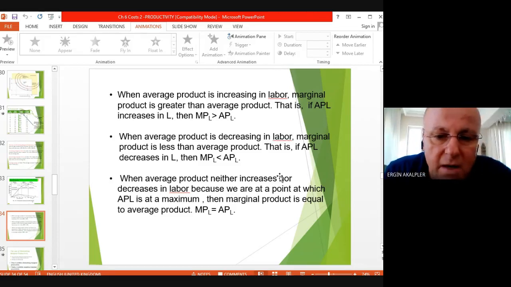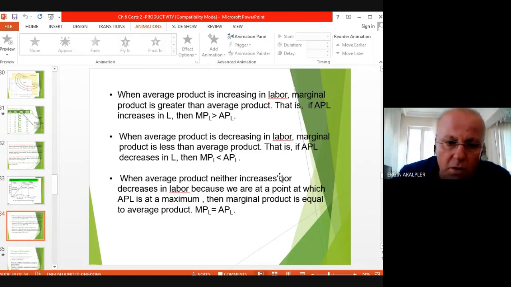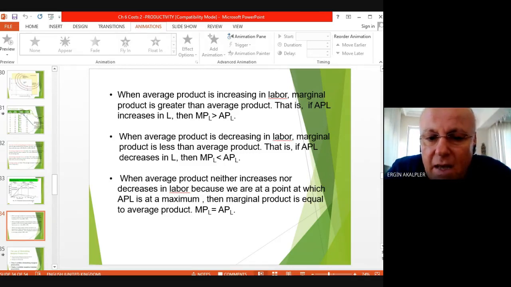When average product neither increases nor decreases in labor, because we are at a point at which average product of labor is at maximum, then marginal product is equal to average product, and of course marginal product of labor is equal to average product of labor, as it is illustrated in the graphic.